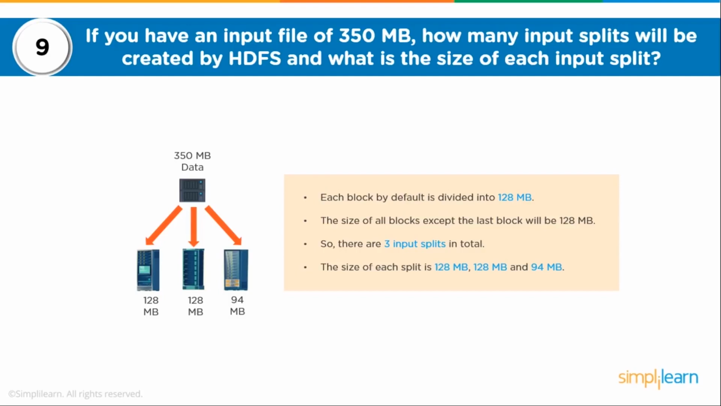Now coming to the question, if you have a file of 350 MB, that would be split into 3 blocks. Two blocks would have 128 MB of data, and the third block, although the block size would still be 128, would have only 94 MB of data. So this would be the split of this particular file.